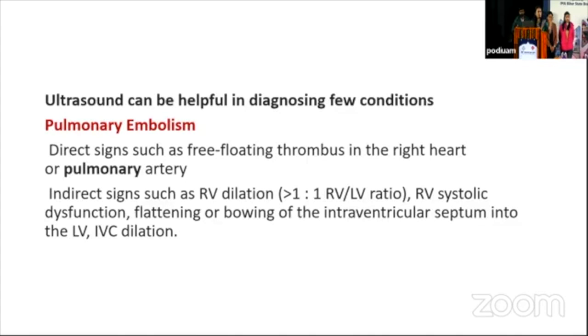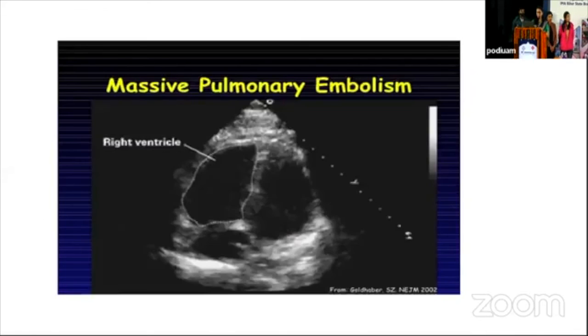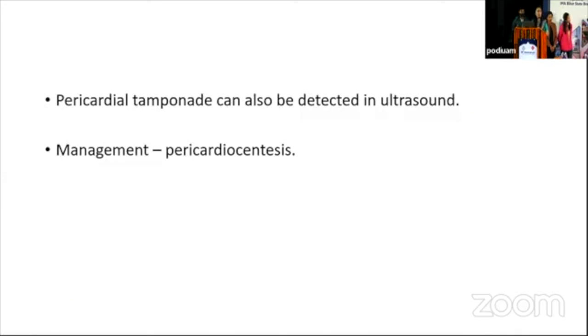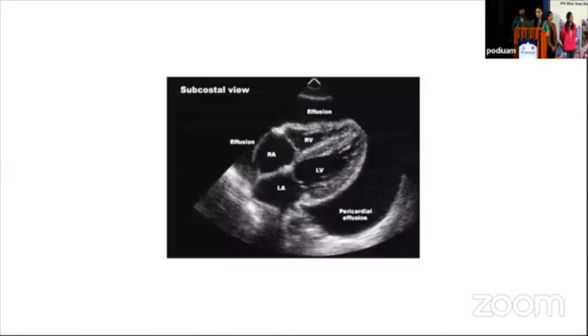If someone is in acute emergency or is in cardiac arrest, this bedside ultrasonography would help us in many ways. This could help us in diagnosing pulmonary embolism. This could help us in diagnosing pericardial tamponade. And this could help us in diagnosing a lot of other conditions, like tension pneumothorax, etc.